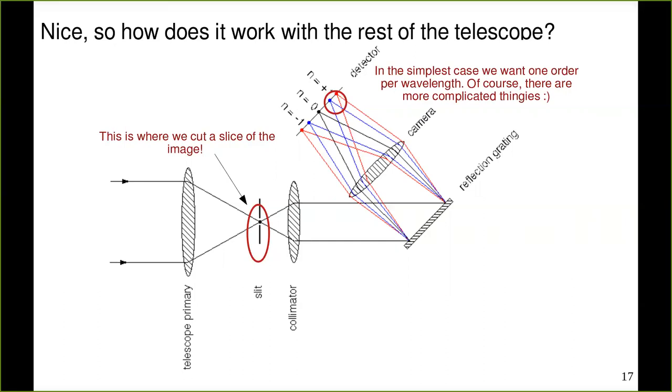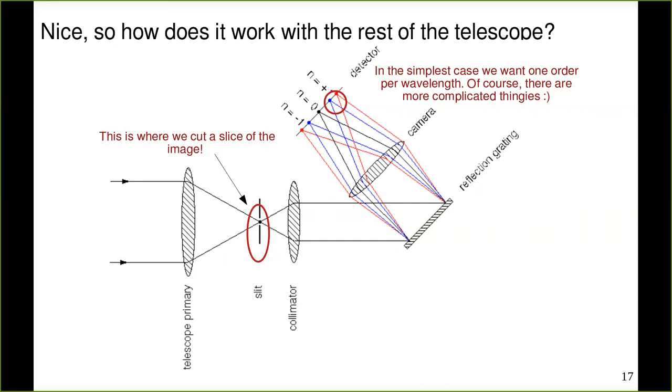But let's say that this one point goes through another lens, which we call the collimator, which makes these rays parallel again, and then they bounce off the grating, and that's where the light is now dispersed. And then you have another lens, which people call the camera, which can be a little bit confusing, because the camera would be the detector and this camera lens together. It focuses our light on the detector. And there we see basically the spectrum of this little point that we have cut out here, okay?